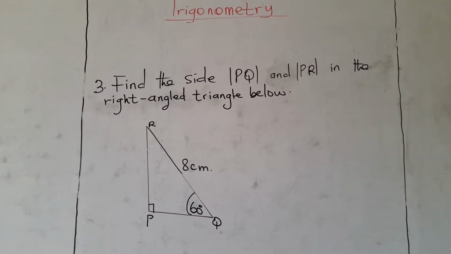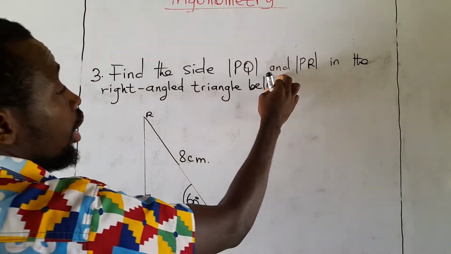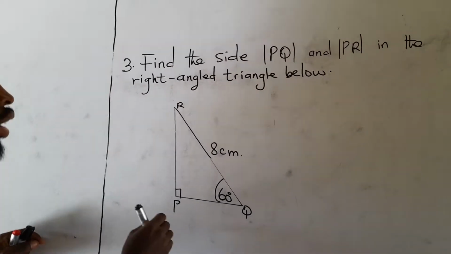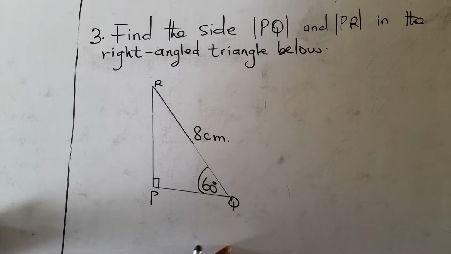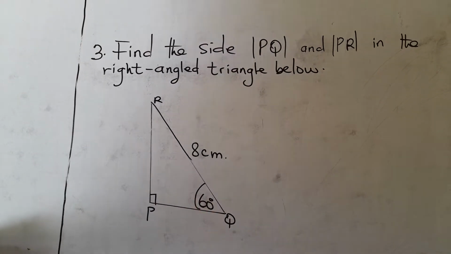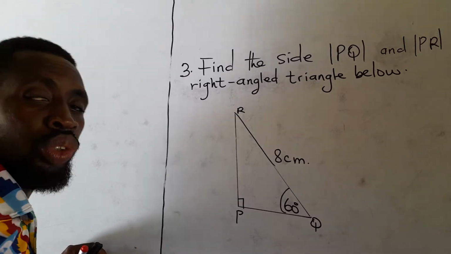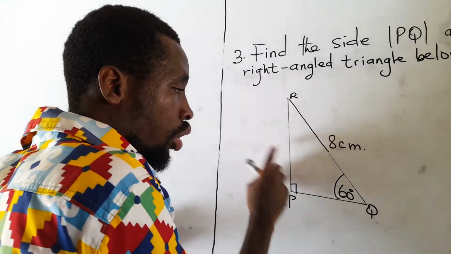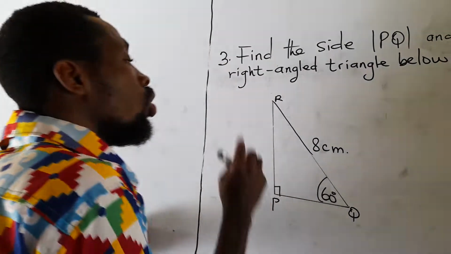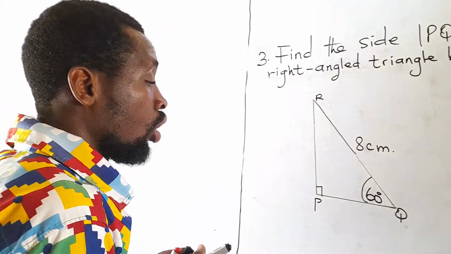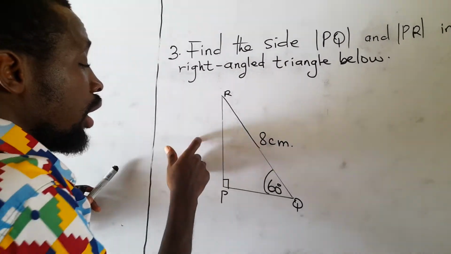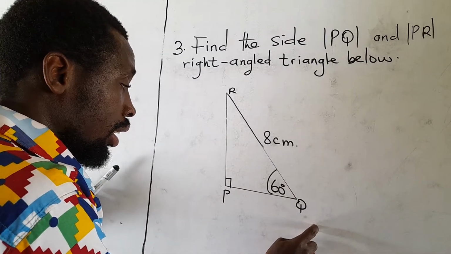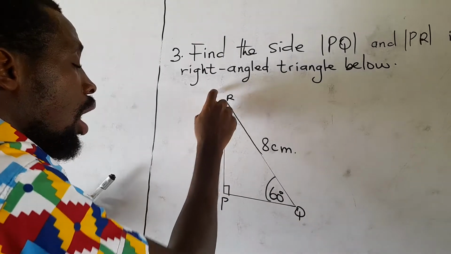Our next question says, find the side PQ and PR in the right angle triangle below. So they are asking us to find the side PQ and PR. You can't use Pythagoras theorem to solve this straightforwardly, since two sides are unknown and only one side is known with an angle. So we have to use trigonometry to solve that. So we want to find PQ. Now we said the side against the angle is always the opposite. Then we can say that PQ is the adjacent, this is the hypotenuse, and PR is the opposite.